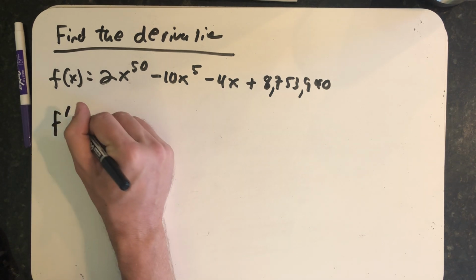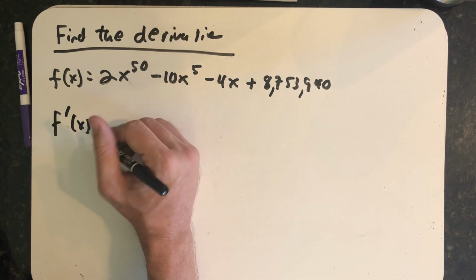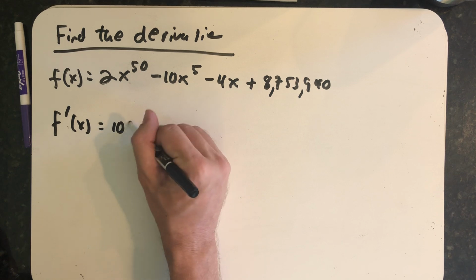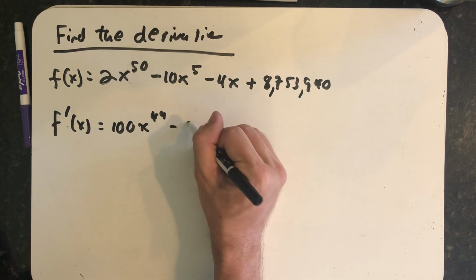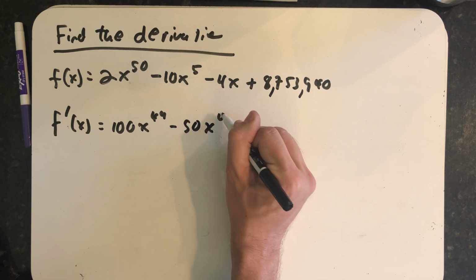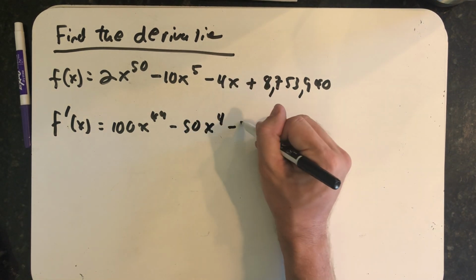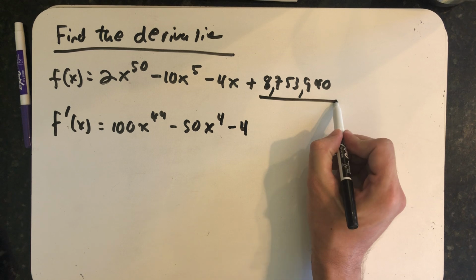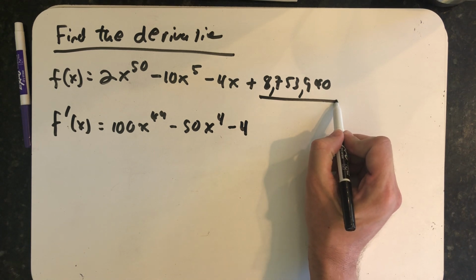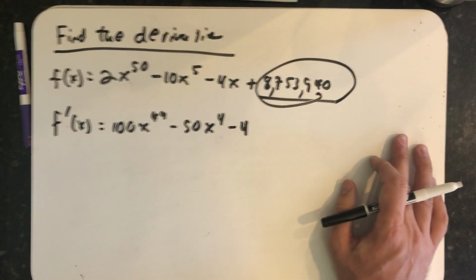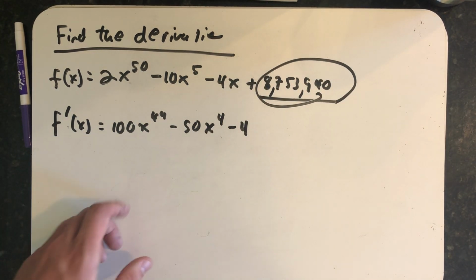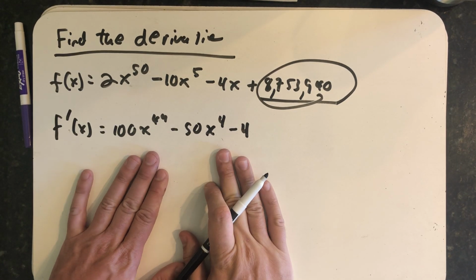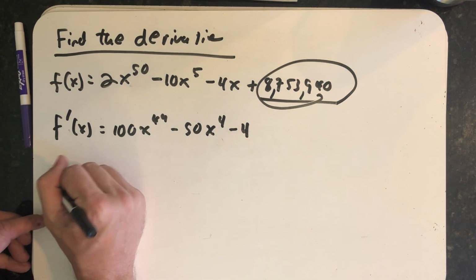Let's take a derivative. I'm going to go term by term. 50 times 2 is 100, x to the 49th. 5 times a minus 10 is minus 50, x to the 4th. Minus 4, and then the derivative of a constant is 0. So no matter what ridiculous number I wrote there, I was always just going to say, hey, the derivative of that constant is 0, and there's my nice, happy derivative.